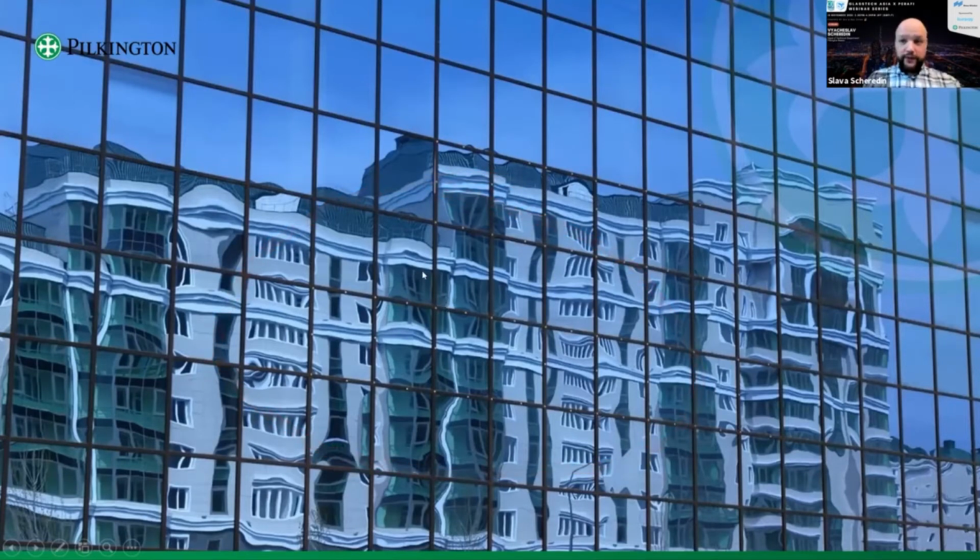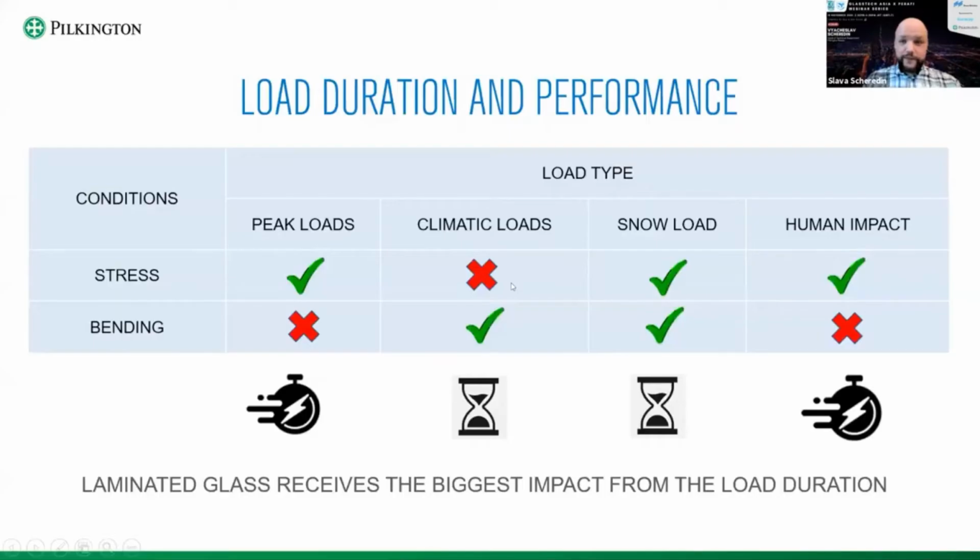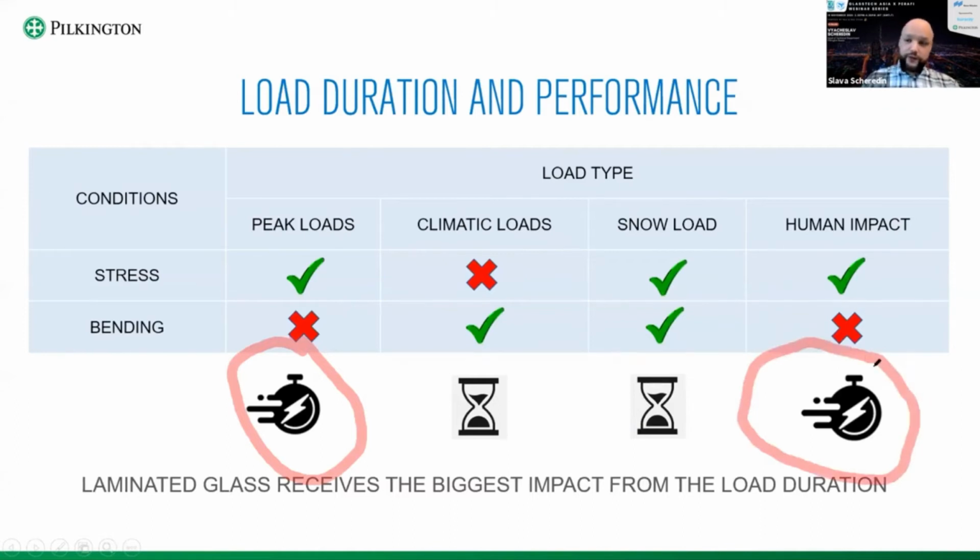In order to get the correct result, you need to consider the lens effect first and foremost. And in order to understand what to do, let's see which kinds of loads can be applied. Peak loads, so maximum wind, usually have very short duration. Special loads like human impact also have very short duration. So in normal life, we don't expect very big wind bursts.